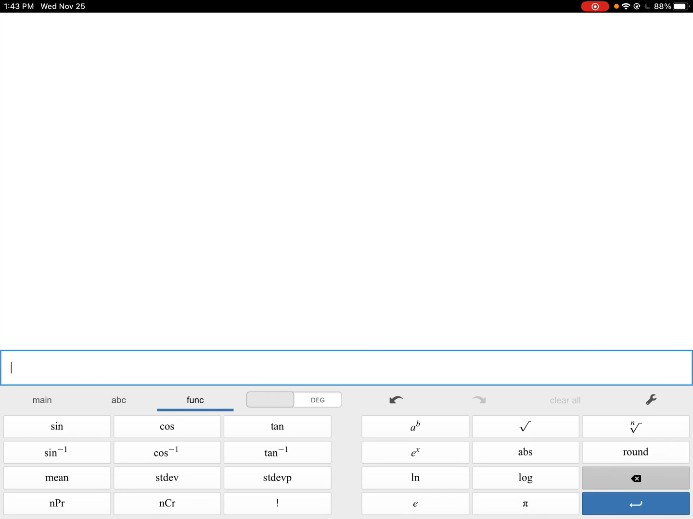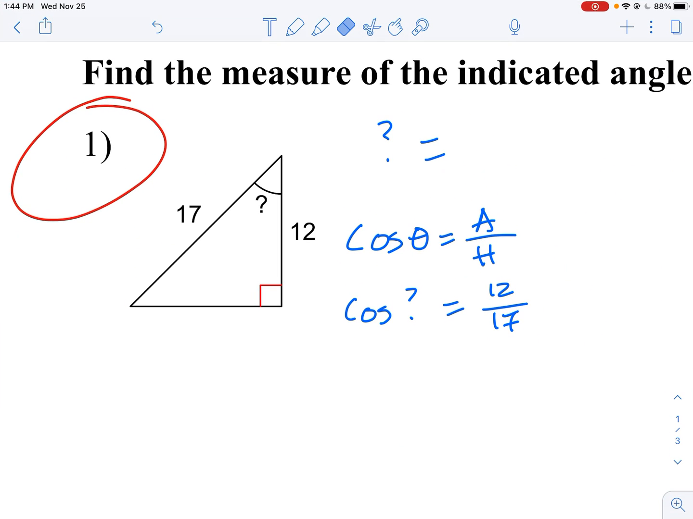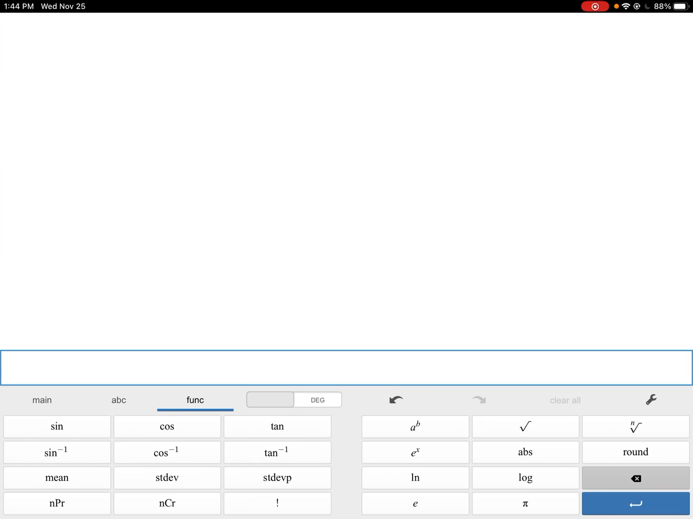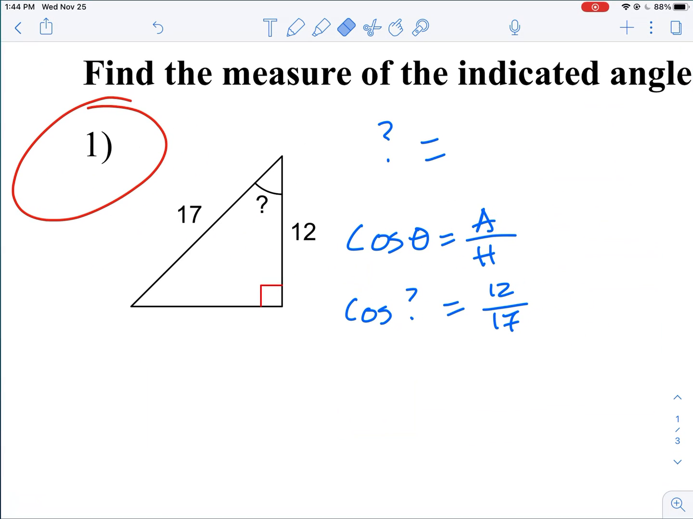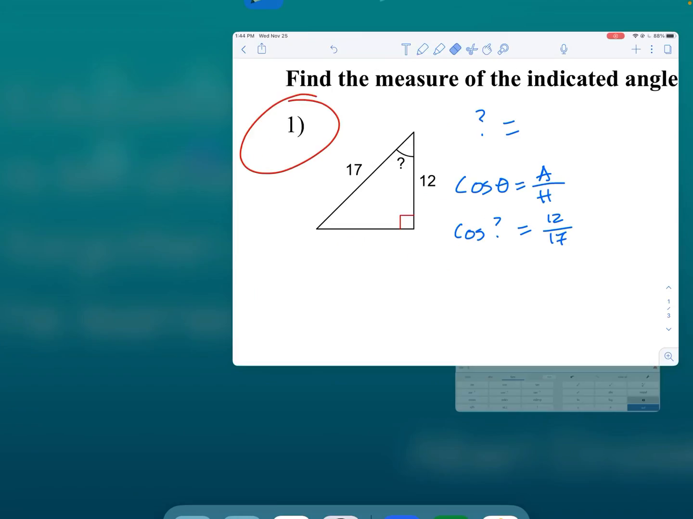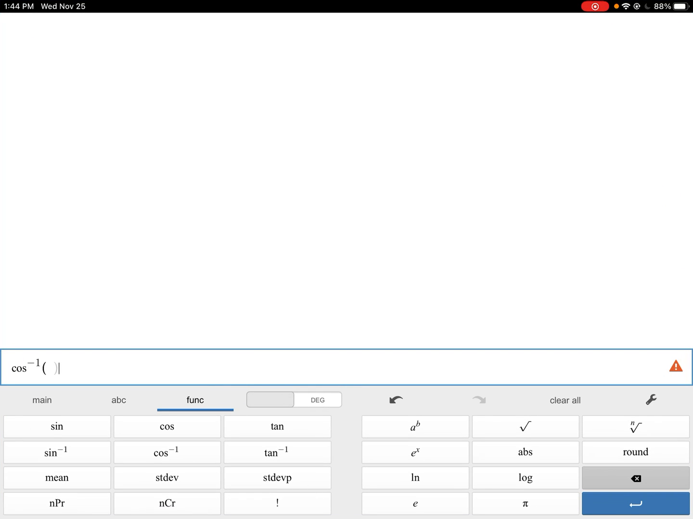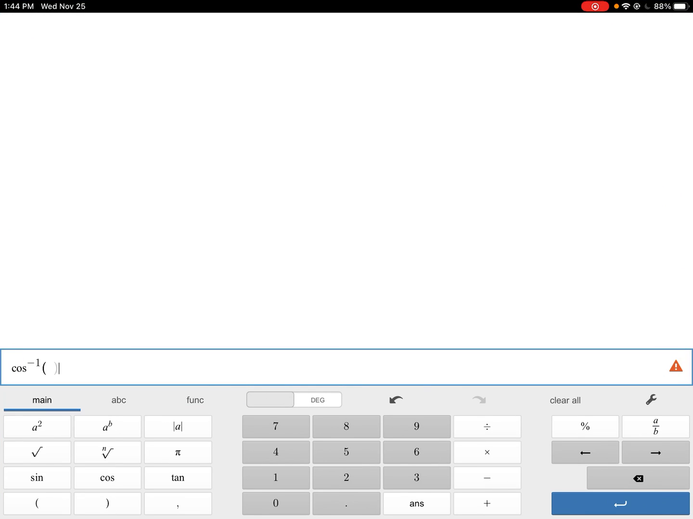And so since our problem we were looking at is cosine, we want to do inverse cosine, which is cos to the negative 1 power. And it's going to open up a set of parentheses, and you want to type in your ratio, which the one we have is 12/17. And so I'm going to type in, you have to go back over to main to get to your numbers, or you can type it on your keyboard.